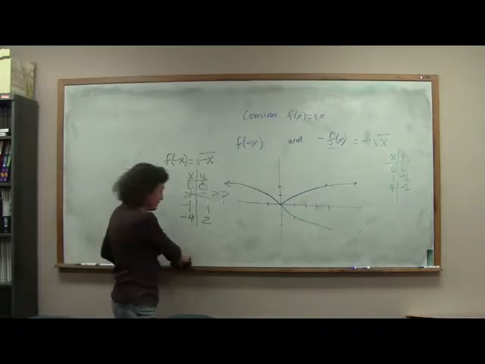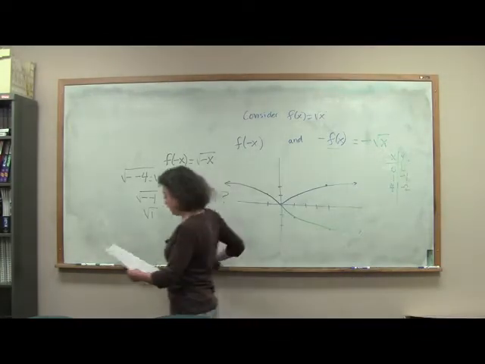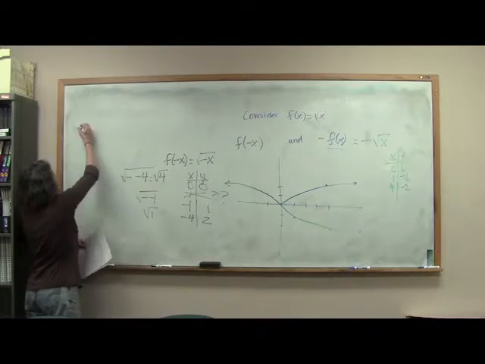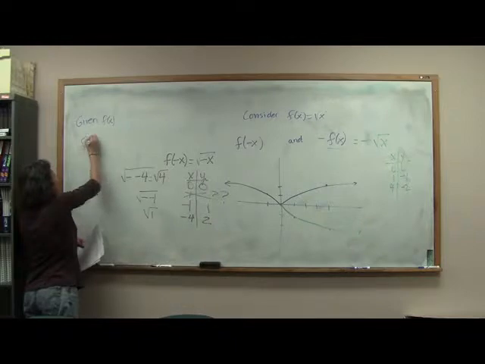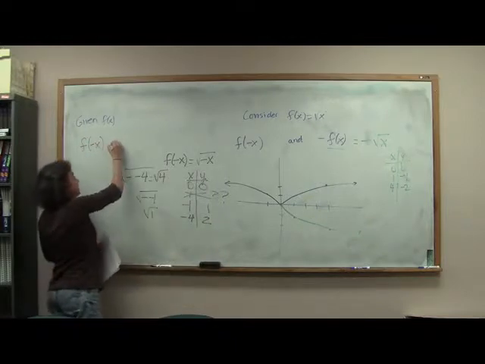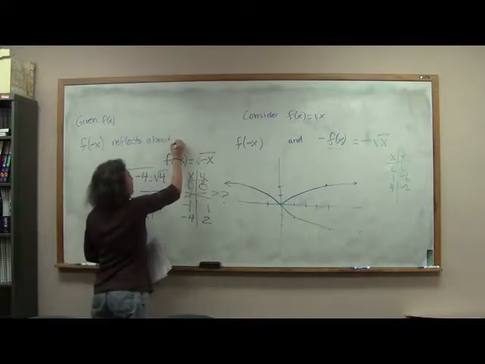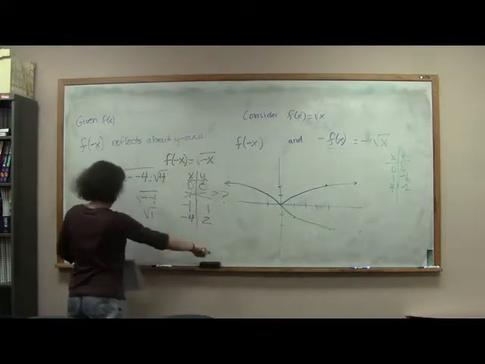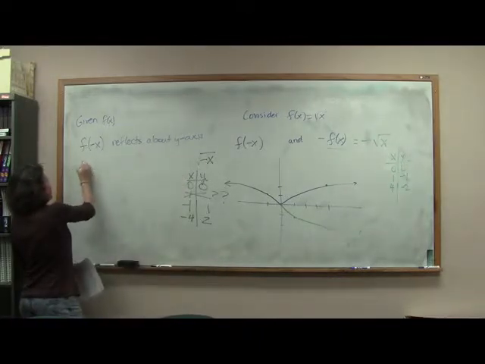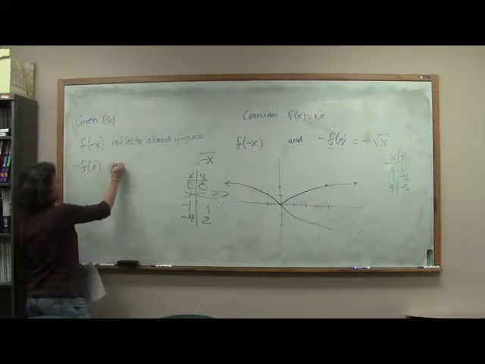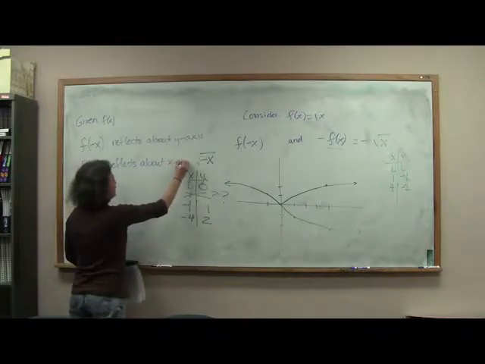Okay? So this leads us to our next generality. Our next generality says the following. Given a function f of x, f of negative x takes your graph and reflects it about the y-axis. And in a similar manner, negative f of x takes your graph and reflects it about your x-axis.